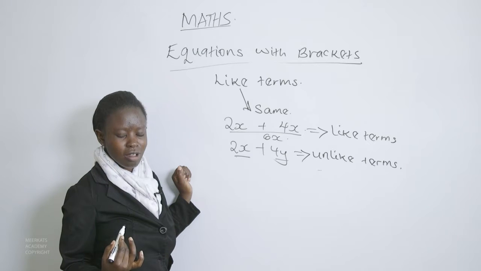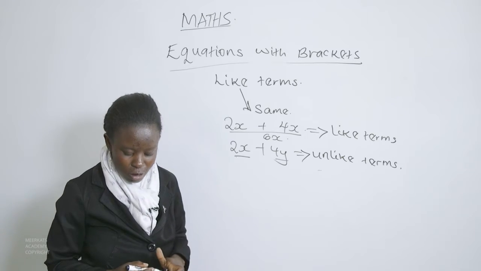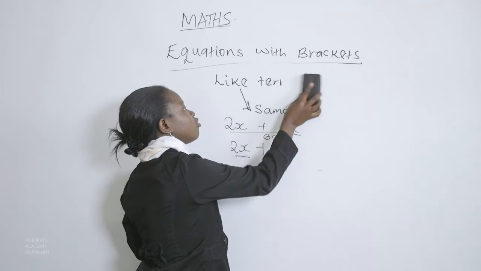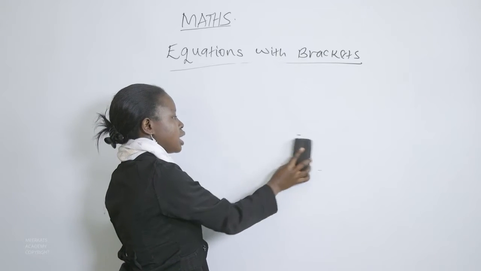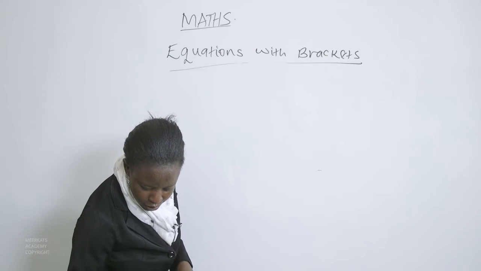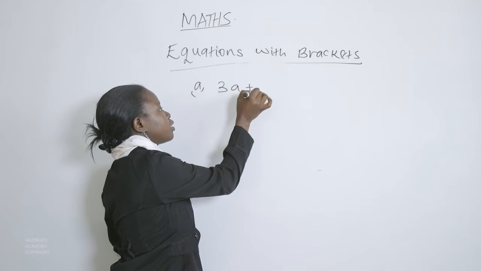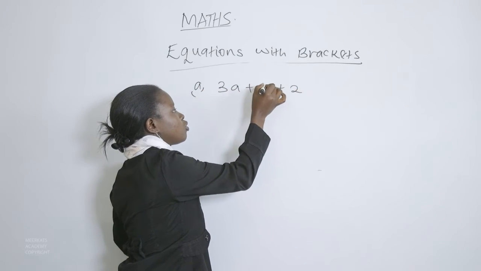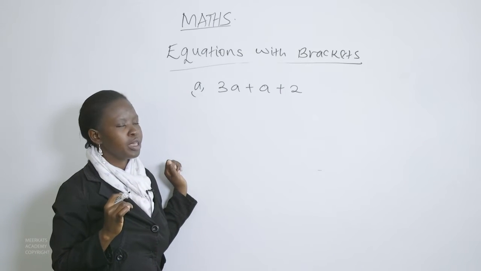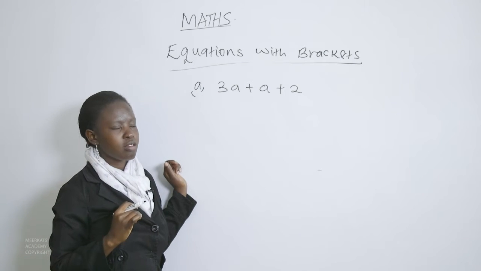So we want to look at a situation whereby we are going to simplify the like terms. So let us look at a few examples that involve simplifying by collecting the like terms. For instance, we have this expression, 3a plus a plus 2, and we are asked to simplify. So we need to identify which are the like terms in our given expression.